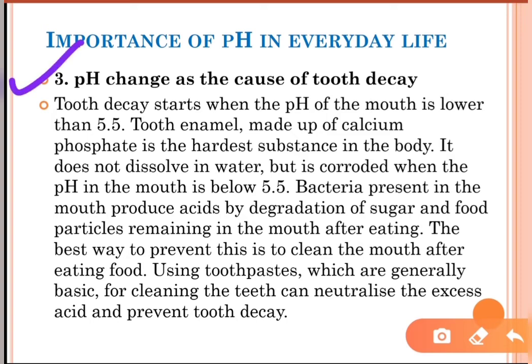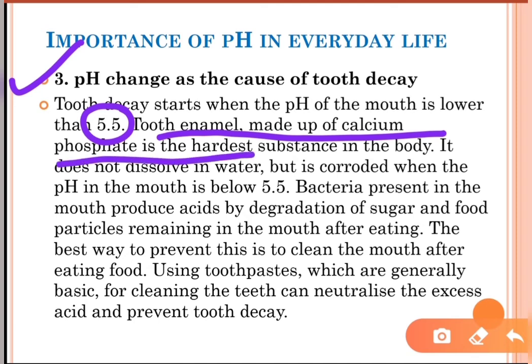Third one is pH change as the cause of tooth decay. Tooth decay starts when the pH of the mouth is lower than 5.5. Tooth enamel, made up of calcium phosphate, is the hardest substance in the body. It does not dissolve in water but is corroded when the pH in the mouth is below 5.5.